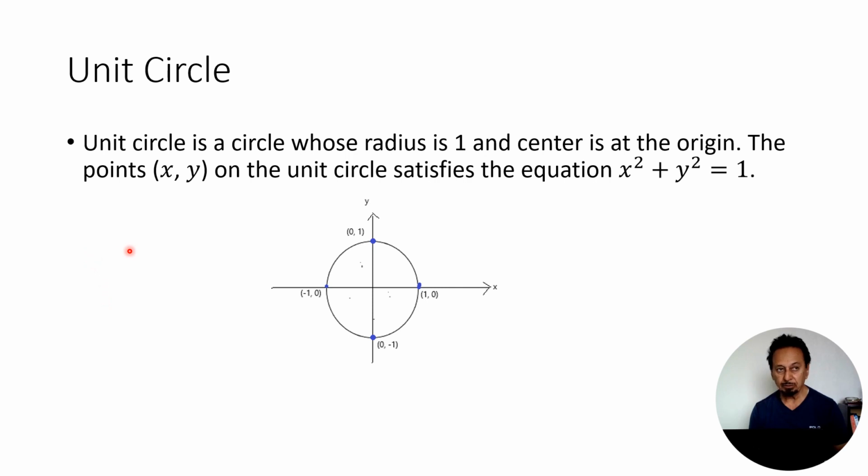What is a unit circle? A unit circle is a circle of radius 1 and center at the origin. The point (x, y) on the unit circle satisfies the equation x squared plus y squared equals 1.